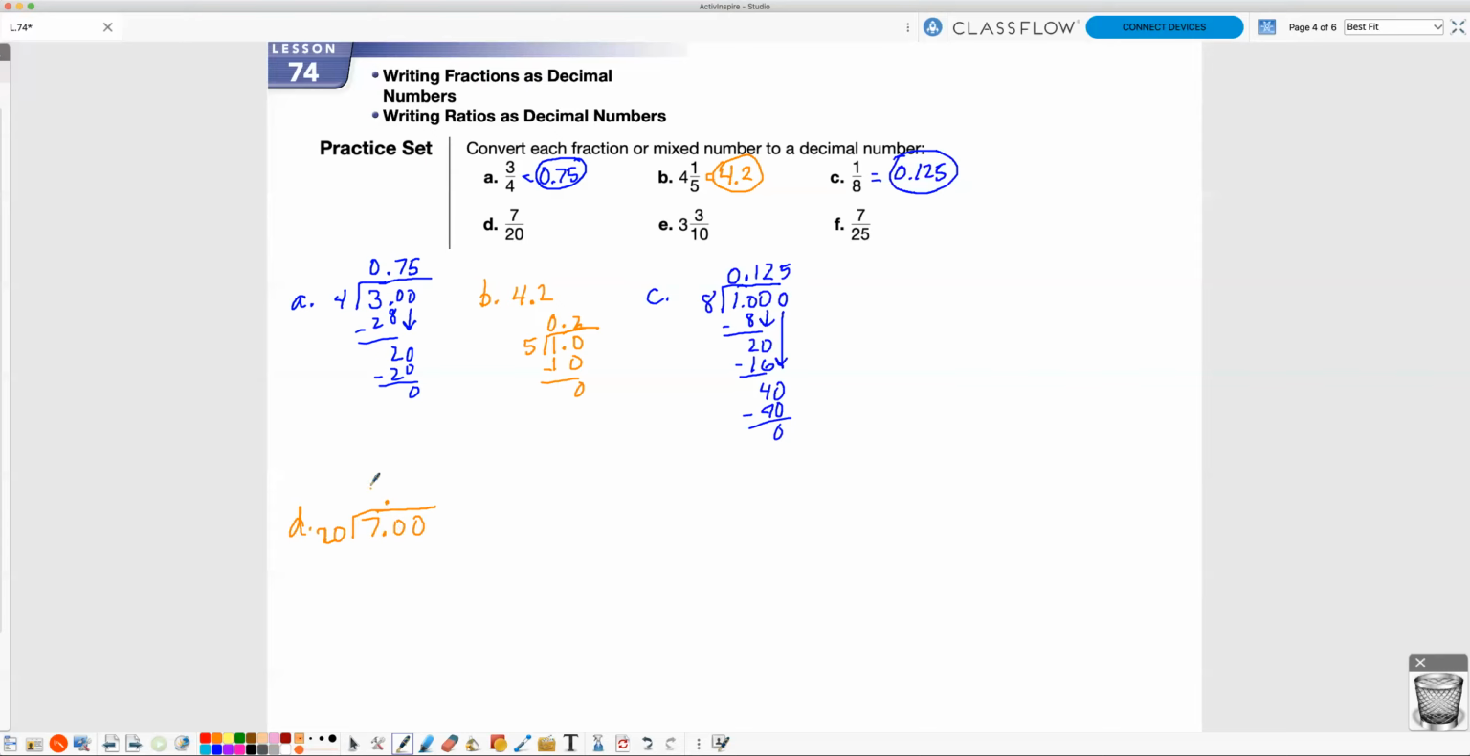20 will not fit into 7. It will fit into 70. It won't fit in there 4 times, but it'll fit in there 3 times, and 3 times 20 is 60. 60 taken away from that would be that. I need to bring down the next 0. 100 divided by 20 would be 5. 5 times 20 would be 100, and there's nothing left over. So for 7/20, the decimal would be 35 hundredths.